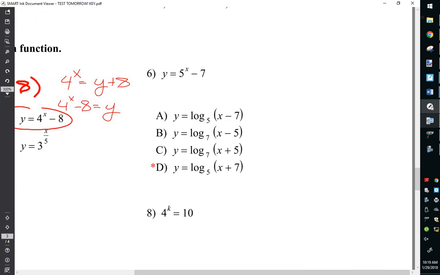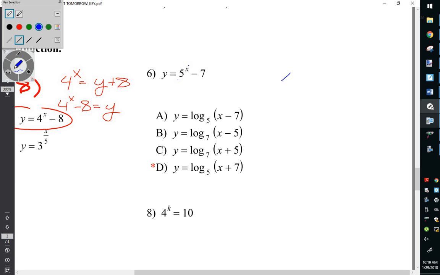Number 6, same thing. We're getting rid of 5. Now we're finding the inverse. So it's going to be x is equal to 5 to the y minus 7. We're going to get rid of the 7 first. I'm going to add 7 to both sides. x plus 7 equals 5 to the y.